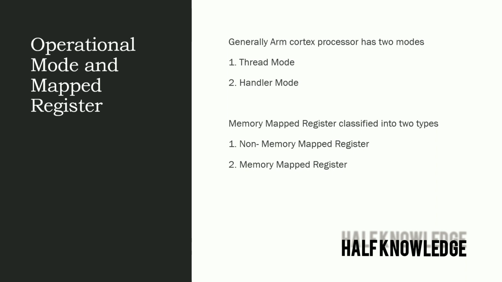And next one is memory map register. It is important to keep it in mind. First one is non-memory map register. Generally, non-memory map registers are general and special purpose registers. The main difference is that you cannot access these registers in a C program. We can access them only in assembly language.